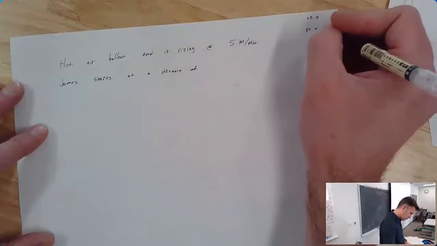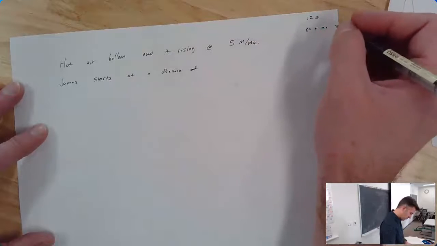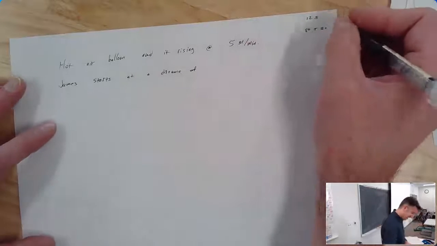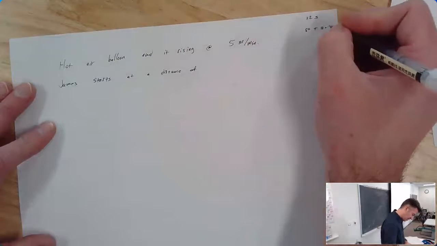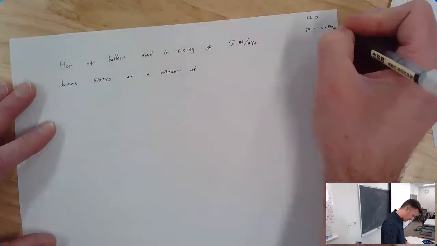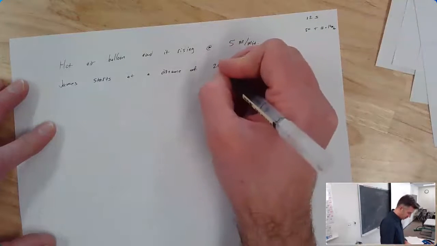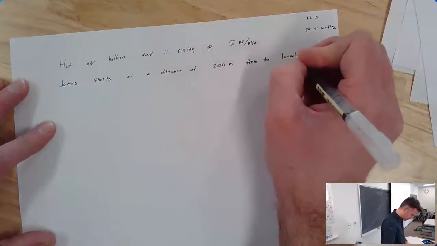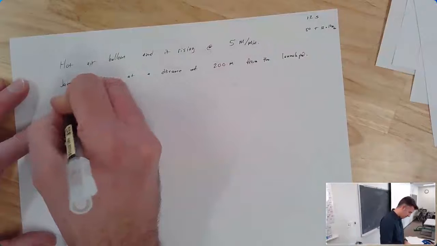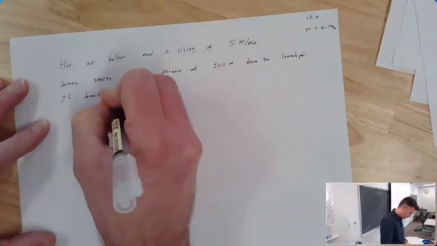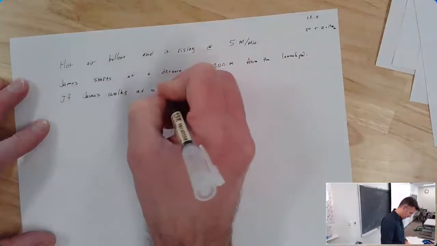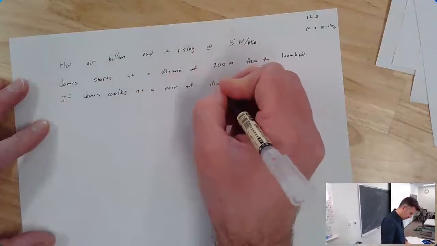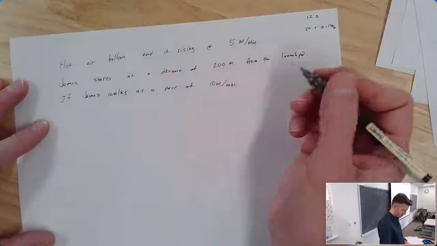I'm going to walk super slow, I guess. Sure, let's say I walk at 10 meters per minute. Cool. So I'm starting out at 200 meters from the launch pad. If James walks at a pace of 10 meters per minute, which again is relatively slow, I think.